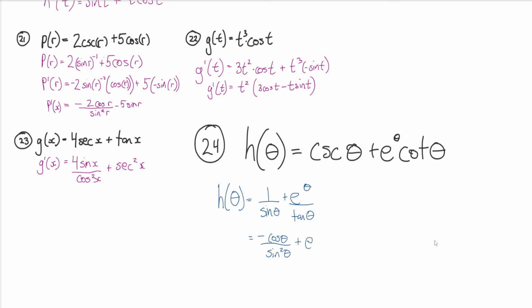Plus, and now I'm going to write this as a product rule. So derivative of the first times the second plus that one itself times the derivative of that one there. So I think that's it. I don't think we can factor anything out. No, I don't think so. There it is, H prime of theta. Okay, let's keep going.